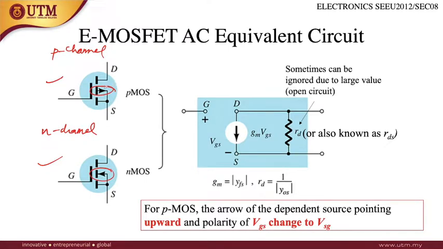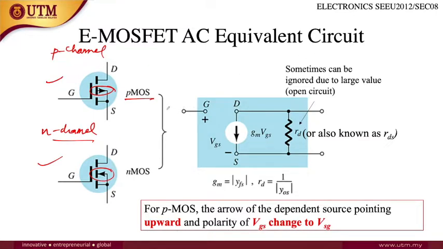If the arrow is pointing outward from the gate, it is a P channel. But if the arrow is pointing toward the gate, it is an N channel. But for both channels, the drawing for the AC equivalent circuit is the same.